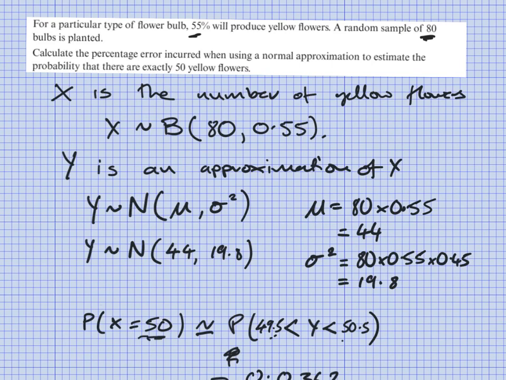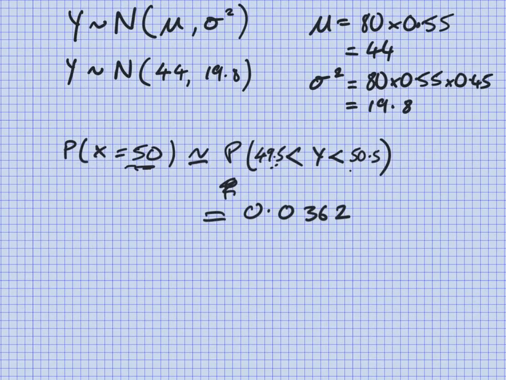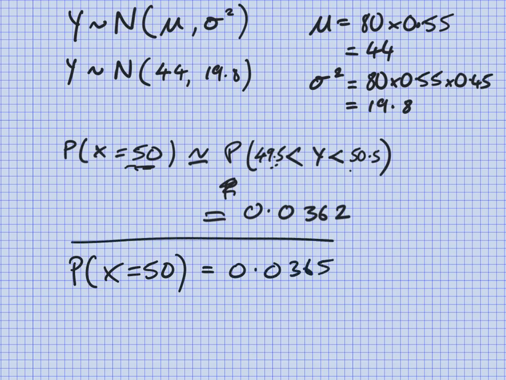If we go back, it says calculate the percentage error. So in order to do that, I need to know what the probability that x equals 50 is, and we can do that easy enough on the calculator. The probability that x equals 50 is 0.0365. We just need to type in using the binomial PD and the value 50, n is 80, and the probability was 0.55. We do that and it comes out as 0.0365.